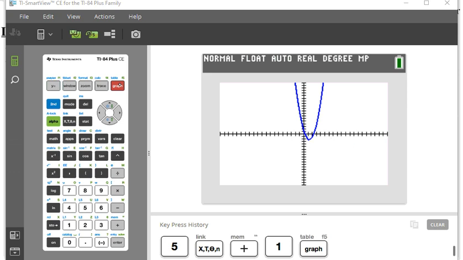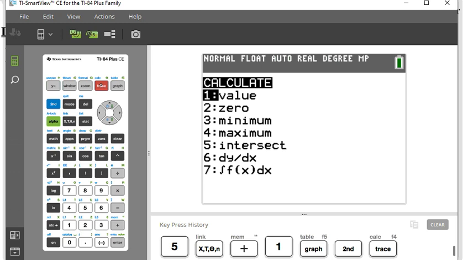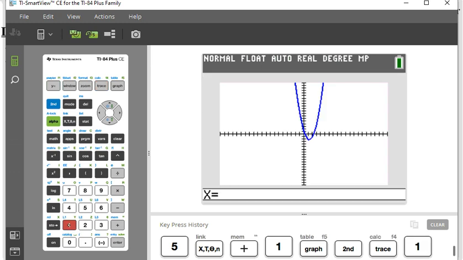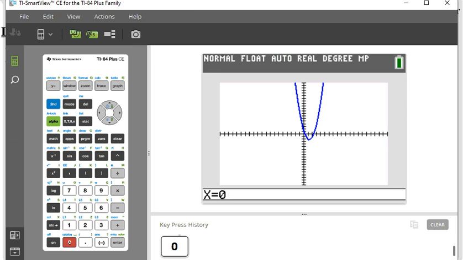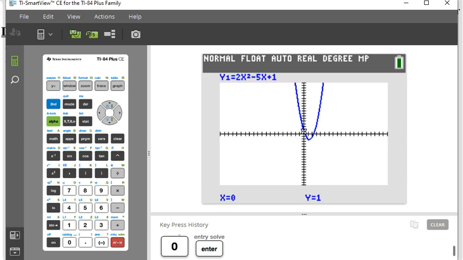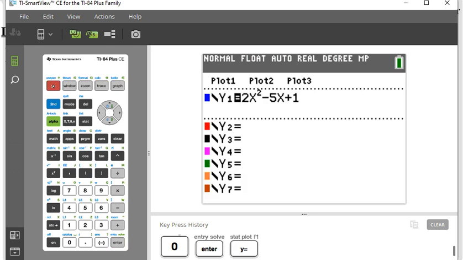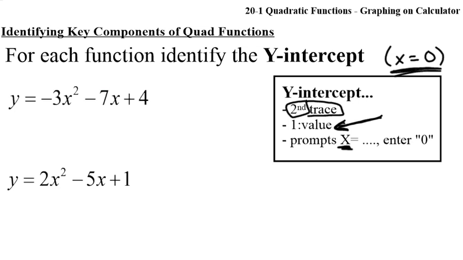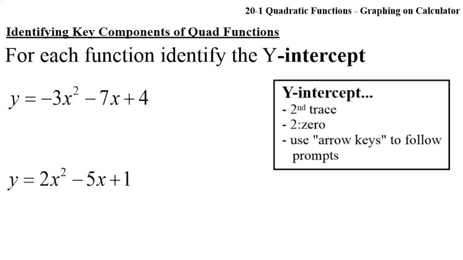So we walk through, second function, trace. We want to know the value 1. I don't have to scroll, I can hit the 1 on the keypad. And we want that for x equal to 0 because our y-intercept always happens there. Hit enter, and in this case, our y-intercept is at 1. Not rocket science, but you do have to practice a couple times so that you can remember the keying process. Last one is to actually identify the x-intercepts.